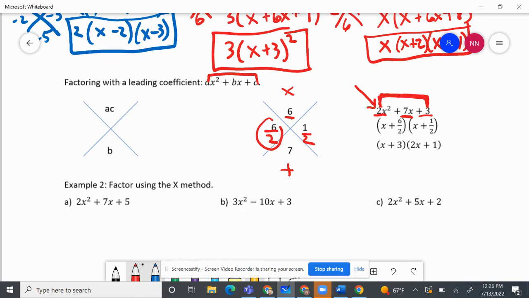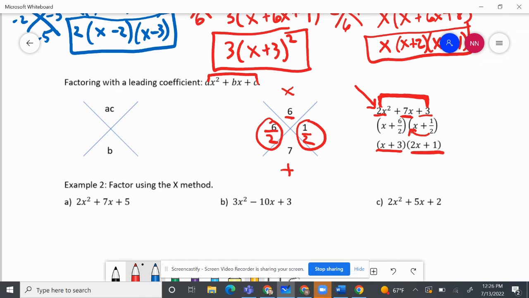So that gives us x plus 6 over 2, which is 3. Now, with the next one, we have 1 over 2, but 1 is not divisible by 2, so we call it bottoms up. We bring the bottom to the top, and that gives us the 2x plus 1.